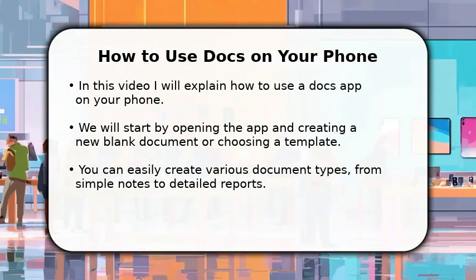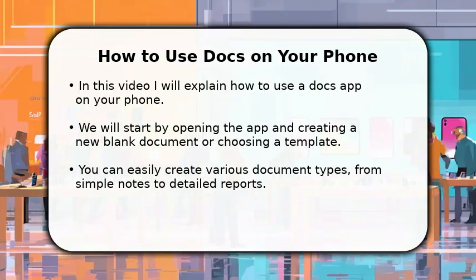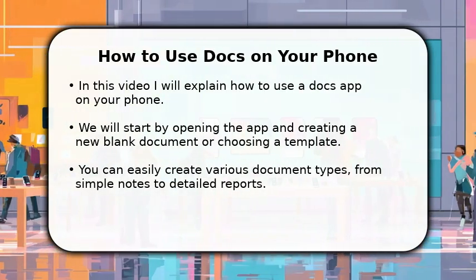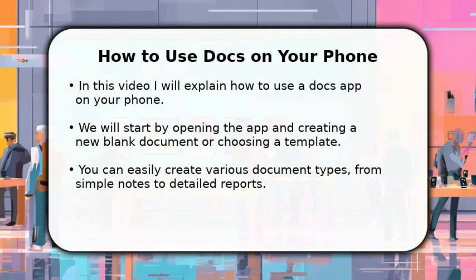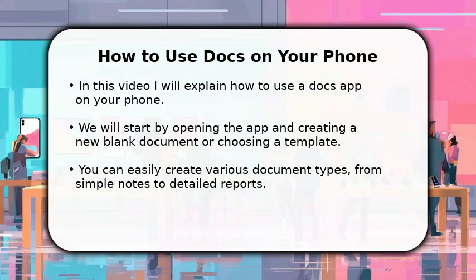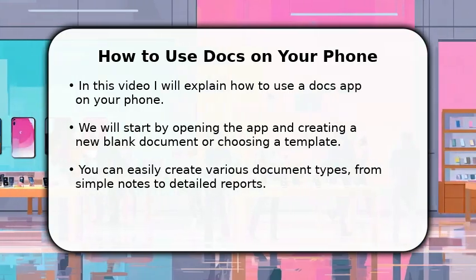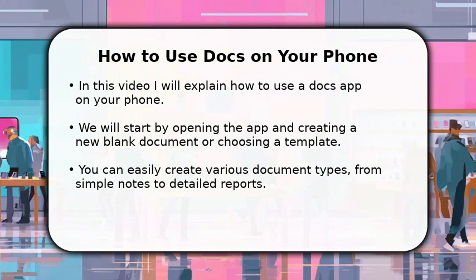In this video, I will explain how to use a Docs app on your phone. To begin, open the app icon from your home screen or app drawer. Once inside, tap the plus sign, usually located at the bottom right, to create a new document. You can choose a blank document or select from many pre-designed templates, like a resume or meeting notes. This initial step sets you up for seamless document creation right from your mobile device.